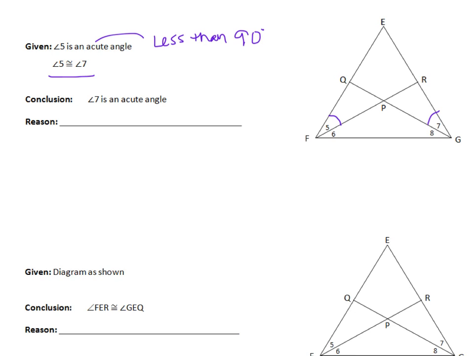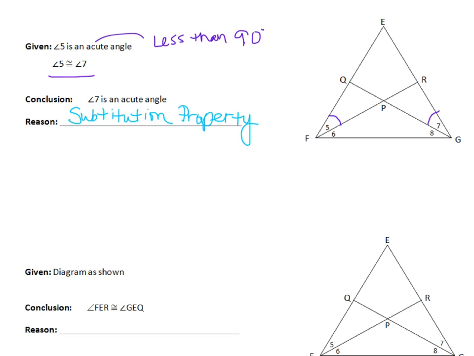And without maybe realizing what it's called, that's called a substitution property that allows us to make that logical conclusion right there. So it's almost as if because 5 is acute and they're equal to each other, then we can substitute in 7 and know that 7 is acute as well.